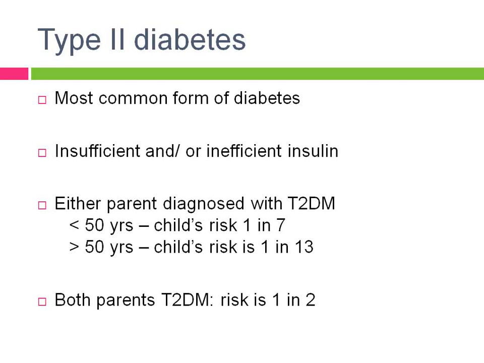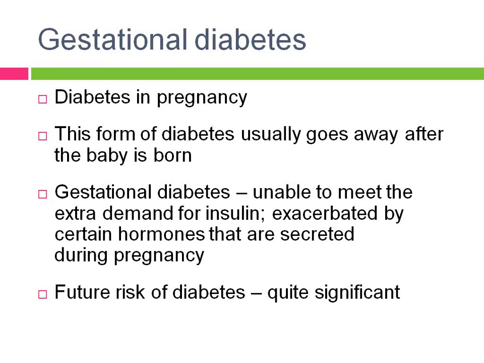Type 2 diabetes is by far the most common form of diabetes. I would say almost 98% of the diabetes which we see in India today is type 2 diabetes, and it's insufficient or inefficient insulin. When either of your parents has a diagnosis of type 2 diabetes, and when they're diagnosed under the age of 50, then the child's risk is about 1 in 7. When the parent's age is beyond 50, then the child's risk is about 1 in 30, nearly halves. When both parents have type 2 diabetes, the risk is almost 1 in 2.